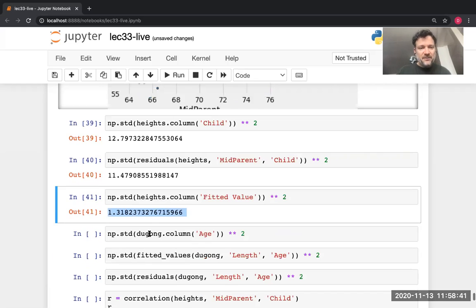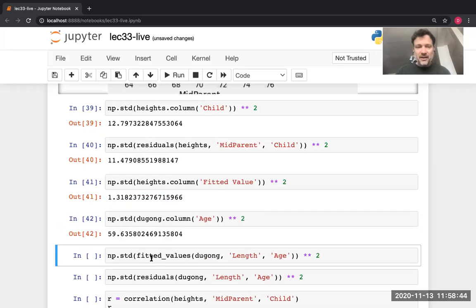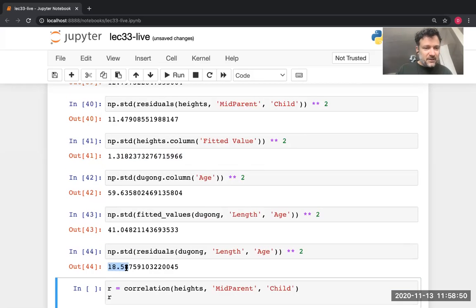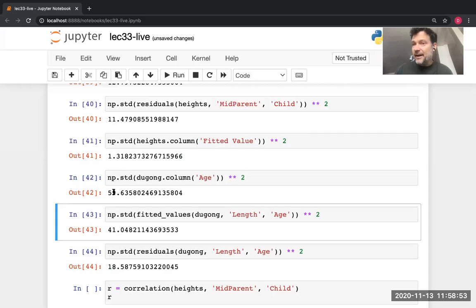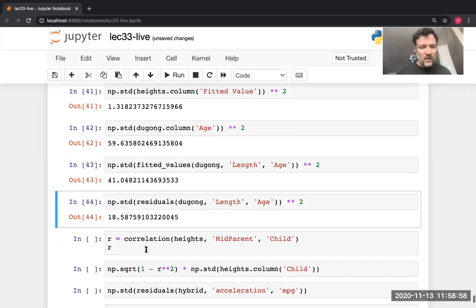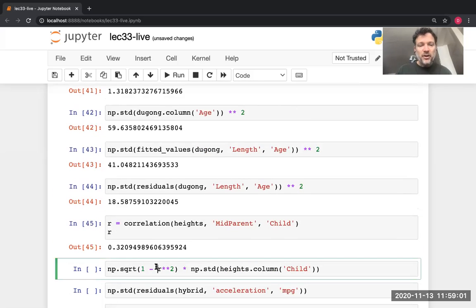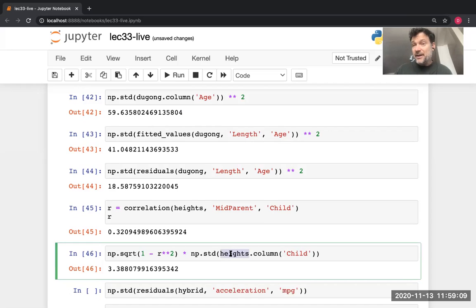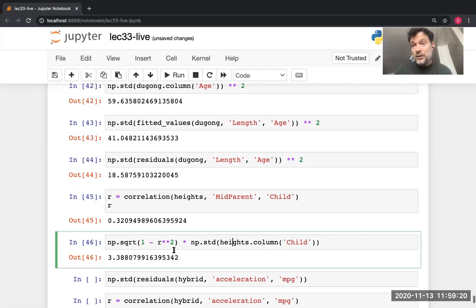And we could do the same thing for the Dugongs. We could look at the variance of the actuals, the variance of the fitteds, and the variance of the residuals. And here 18 plus 41 is about 59. So this variance is the sum of these two variances. And if we look at the correlation coefficient and we use this equation, we multiply the square root of 1 minus r squared by the standard deviation of the actual heights, you get 3.38. So that is what you would predict to be the SD of the residuals by our formula.